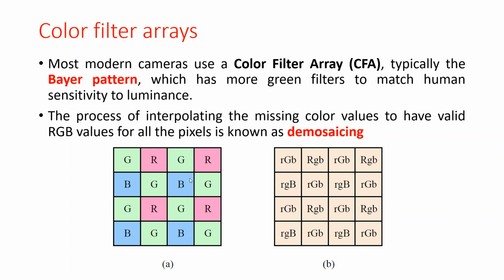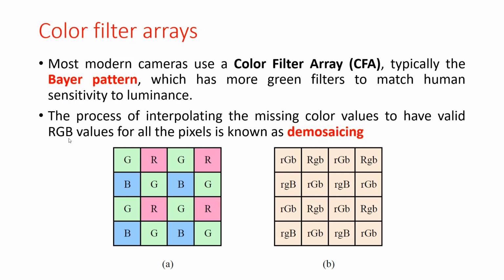So what they are trying to say is it has more green filters, which will match the human sensitivity to luminance. Okay, human eyes are more sensitive to the green color only. So this color filter array is represented using this Bayer pattern.